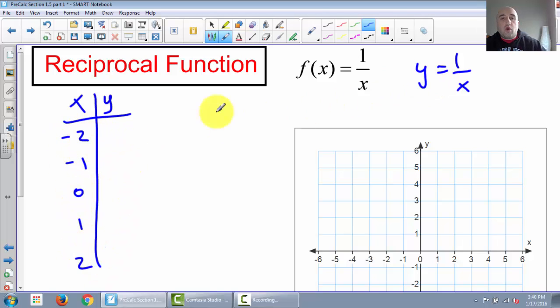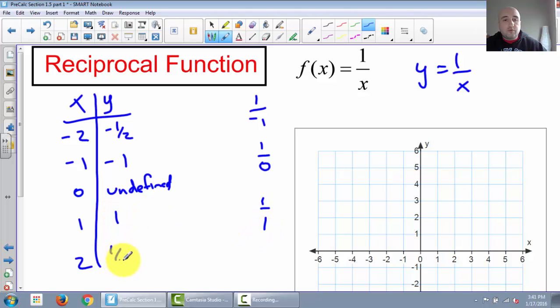So negative 2, 1 over negative 2 is negative 1/2. Negative 1, so 1 over negative 1 is just negative 1. 1 divided by 0. Hopefully you see that that is undefined. 1 over 1 is just 1. 1 over 2 is 1/2.